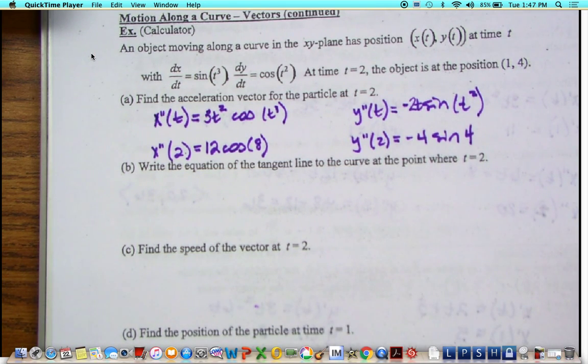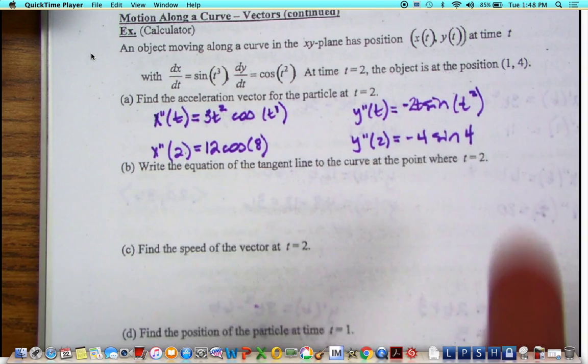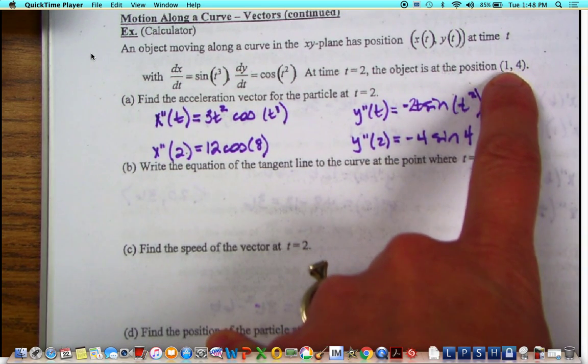Okay, part B, write the equation of the line tangent to the curve at the point where t is equal to 2. Now we need the actual. Okay, so I want an equation of a tangent line at the point where t is equal to 2. So dy dx now. Yes, okay, so here's what we need to think about. In order to write an equation of a tangent line to a curve, I need a point and I need the slope at that point. Do I have the point at time 2? Yes, it is 1, 4.